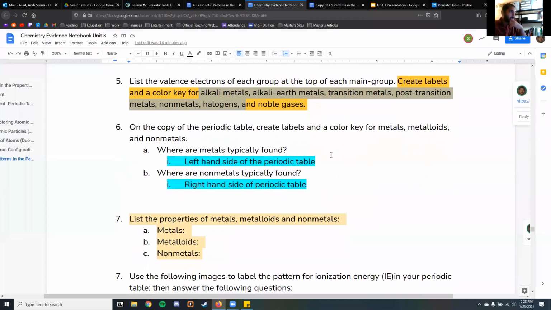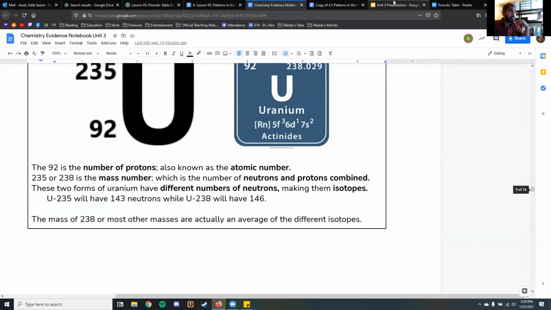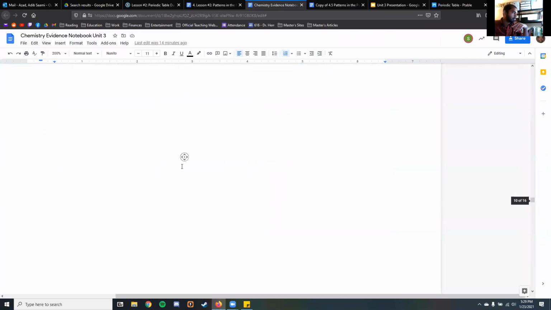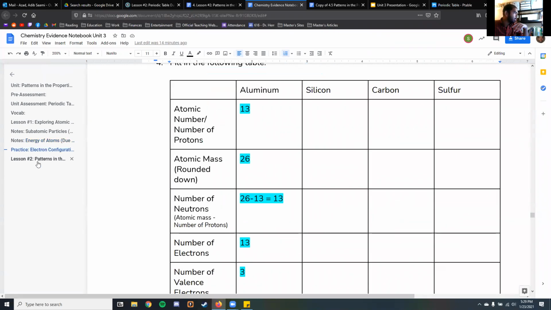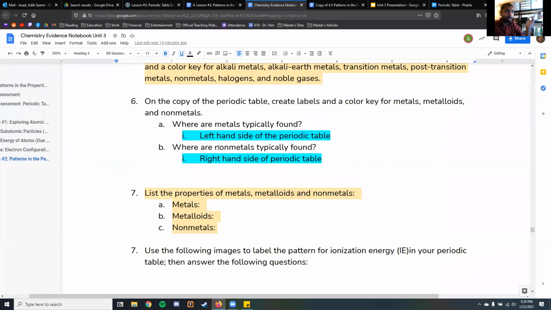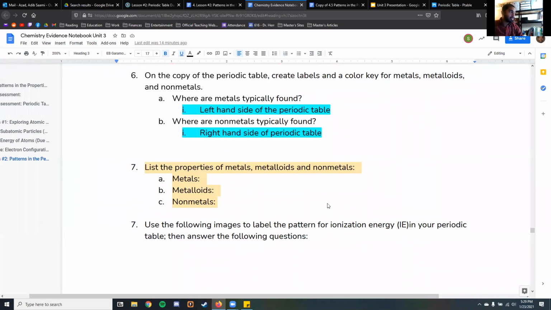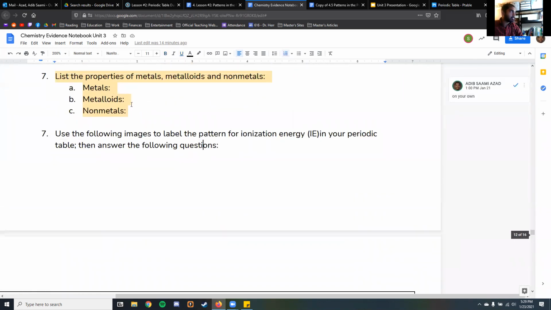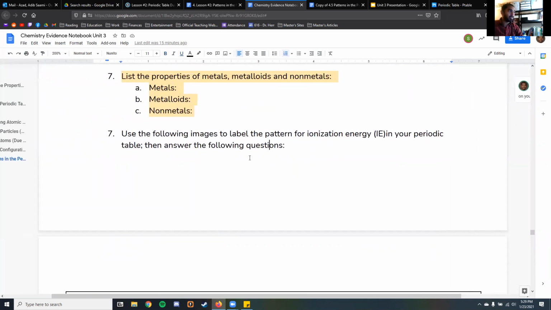And so looking at our table, we can make a few immediate assumptions. Where are the metals typically found? If you look at our table, sodium's a metal, magnesium's a metal, gold is a metal. The metals are all found on the left-hand side, and therefore non-metals are on the right. You have to do number 7 on your own. Metals, what are the properties of metals? You have to do that on your own.